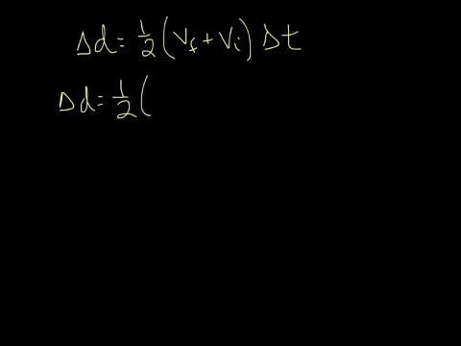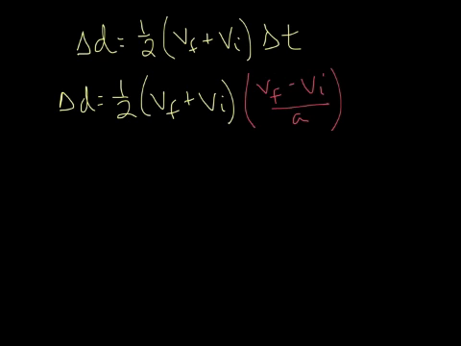So that equation becomes delta D equals 1/2 times (V final plus V initial), and in place of delta T, I put the rearranged equation that we just talked about, which is (V final minus V initial) over A. Now I need to simplify this equation. First I multiply both sides by A, and the A's will cancel on the right. Then I need to get rid of the 1/2 that's on the right, so I multiply both sides by 2.